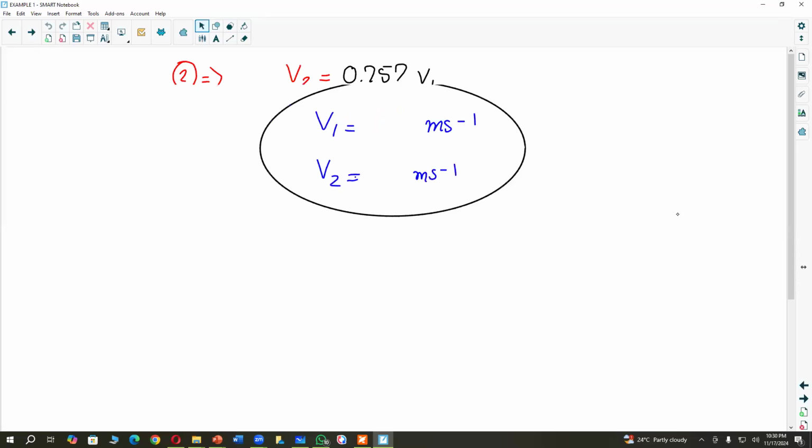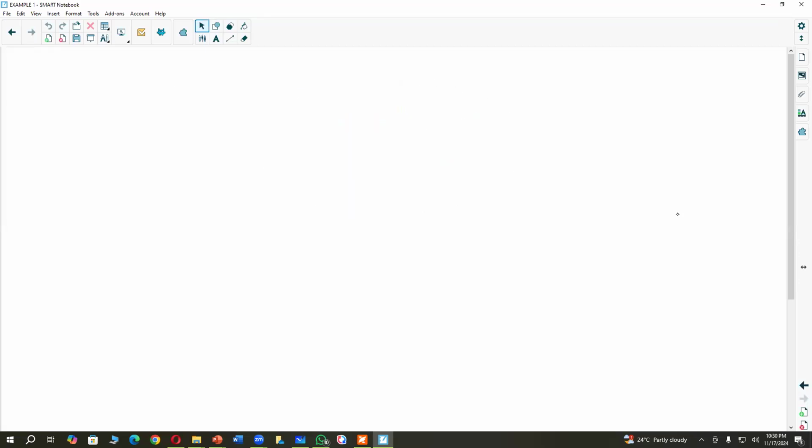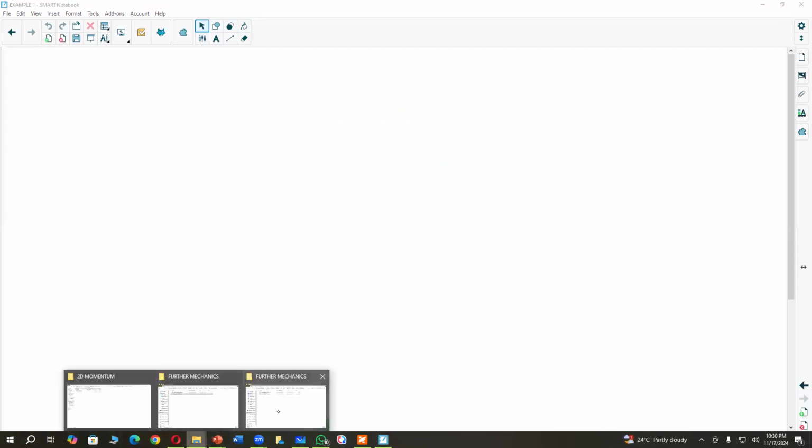So these are the two values. So this is one complete question on that. And the worksheet has one more question which you do at home as homework. Okay.